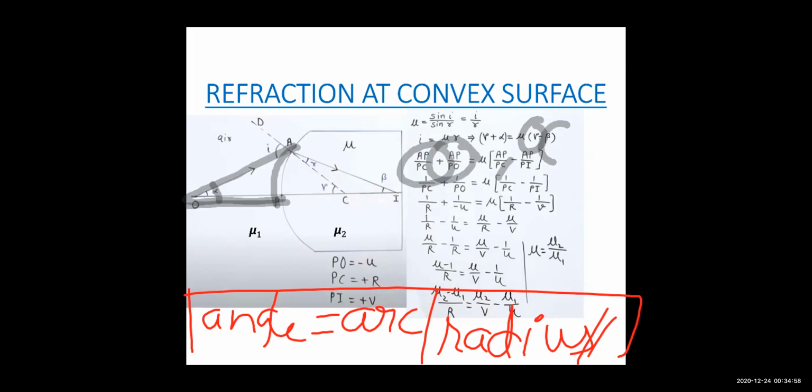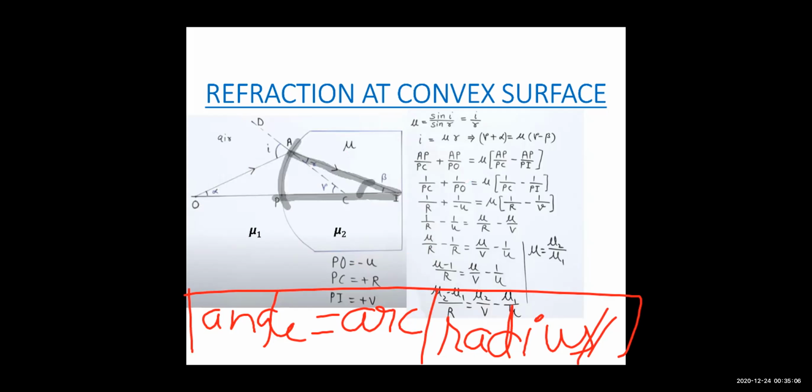Now let's substitute the value of beta. Beta, let's consider this part, right? This is beta. So beta equals arc. What is arc? Arc is AP. And what is the radius? Radius is PI. So it is AP upon PI. So we have substituted the angles by using the formula angle equals arc upon radius.